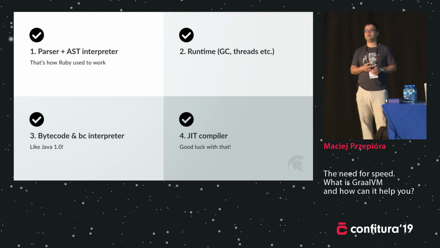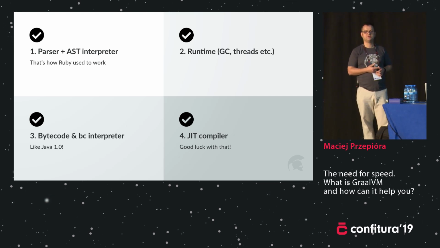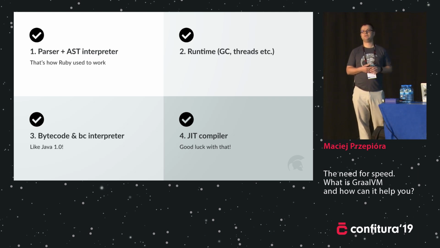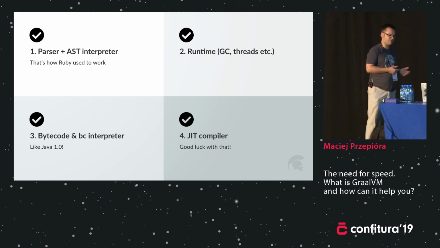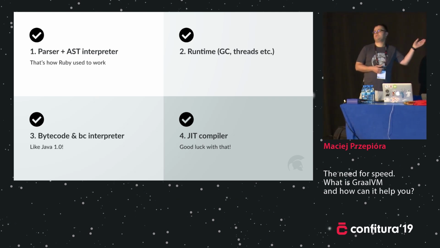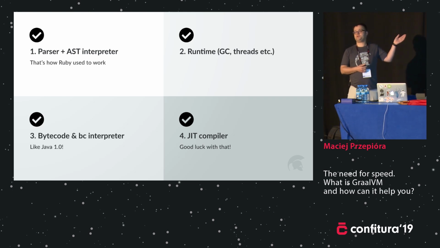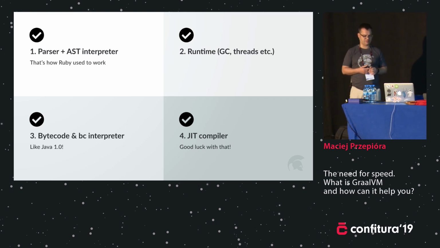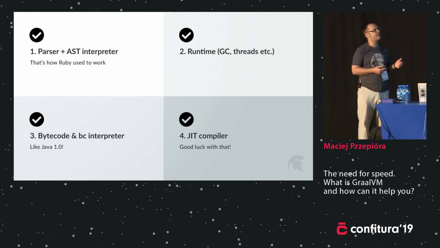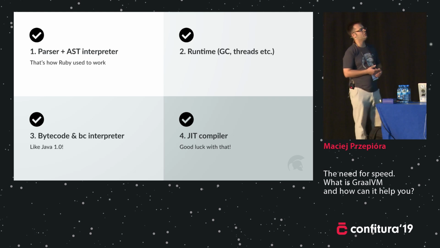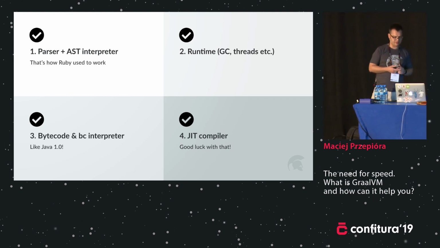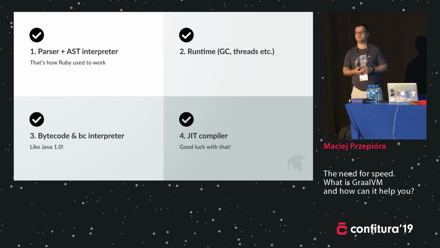And this interpreter will be slow because, well, it's just walking through the data structure and invoking procedures based on the type of the node, right? And that's how Ruby used to work. So it might be an option actually. But people will complain that it is slow, and you will need to implement a runtime for your language as well. Things like a garbage collector, or threads, or maybe a thread scheduler. So good luck with that. And people will complain that it is slow.